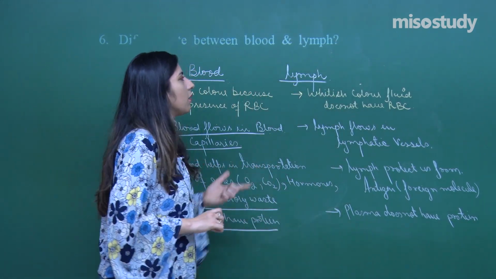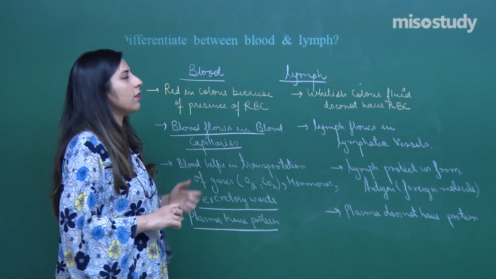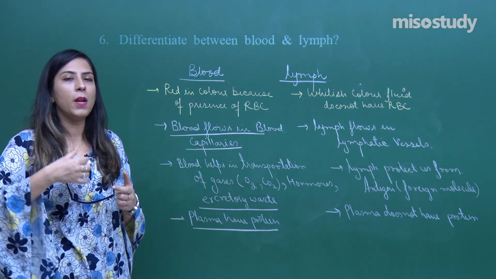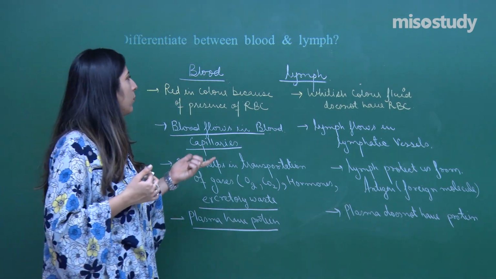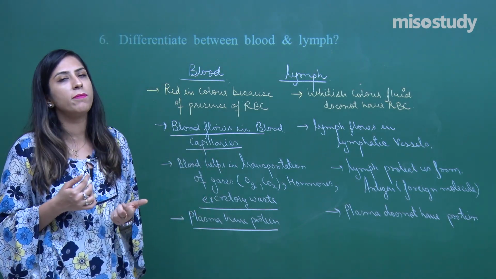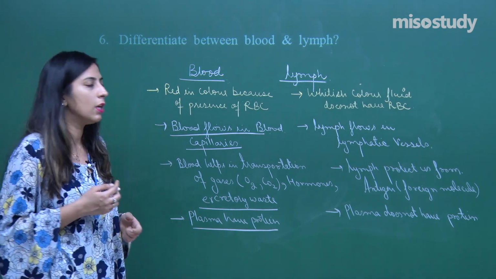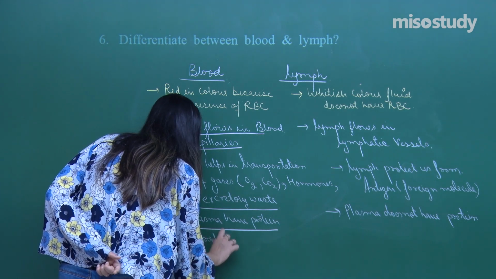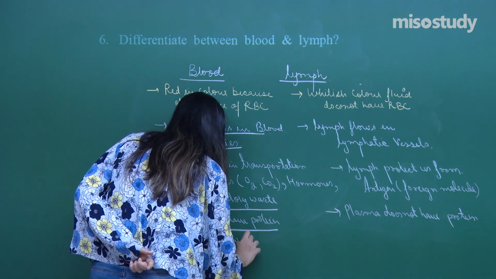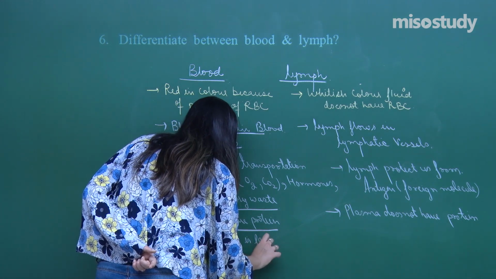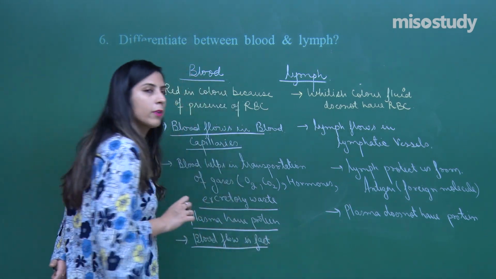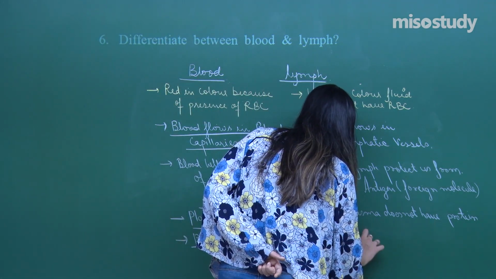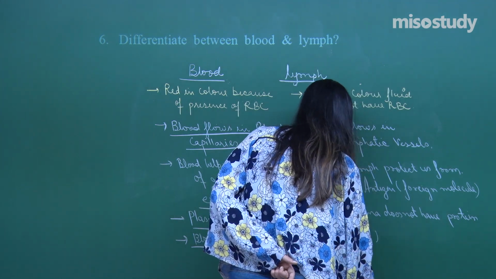Right? Let's talk more about these two. In case of blood, blood flows in blood capillaries. When blood flows in capillaries, blood flow is maintained and it is very fast, whereas the lymph which flows in lymphatic vessels is slow. Blood flow is fast. Right? Whereas in this case, the lymph flow is slow.